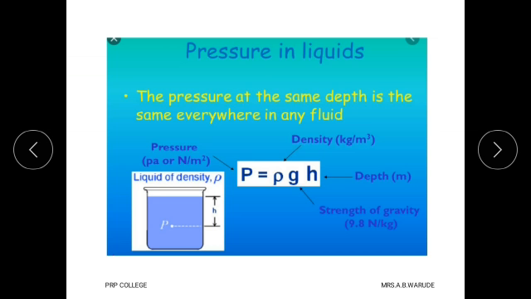Here see this diagram. As we said, pressure at the same depth is the same everywhere in a liquid. And here we write the formula P equals rho into G into H, where rho is density, G means gravity, and H means depth. See here, we want to find the pressure at this point, and this is the height. Okay, and for that, the formula is P equals rho into G into H.